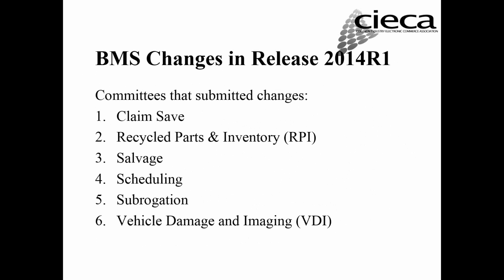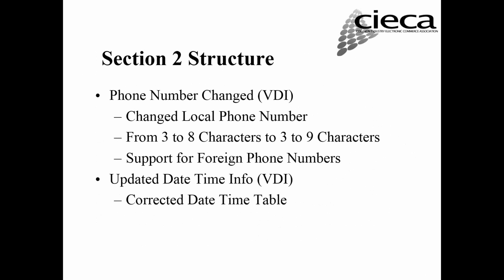The changes for our release 2014 R1 came from these committees: claim save, recycled parts and inventory, salvage, scheduling, subrogation, and vehicle damage and imaging. Each of these committees only gets together when they have new work to do, things to add or change in schemas and parts of the release.